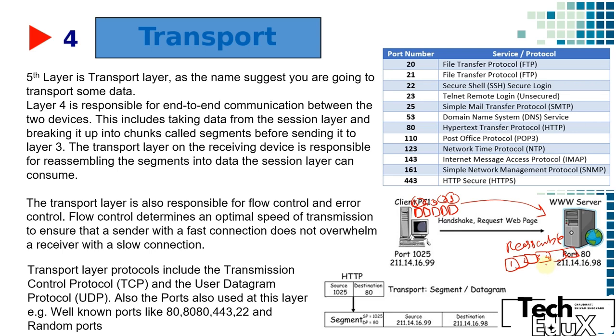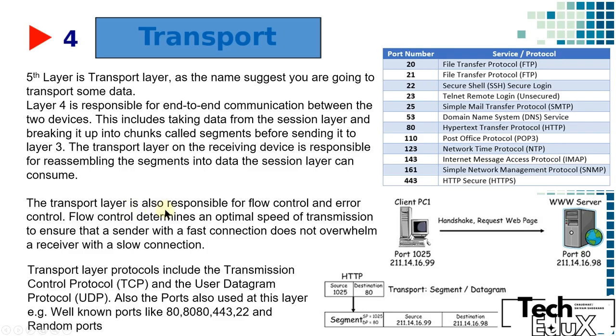So at the transport layer, by the way, on every layer, whatever data is being transmitted is called a PDU, protocol data unit. Whatever data is being transmitted is called a PDU. And when this PDU reaches the transport layer, it is called a segment. When we reassemble it, this PDU is going to be called data once again. So this is the whole idea.